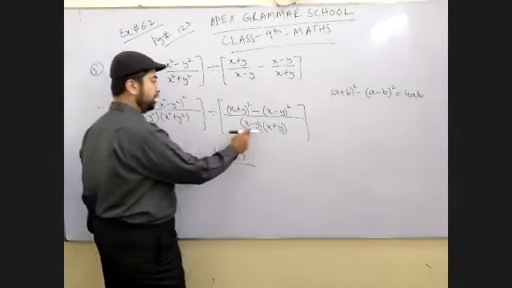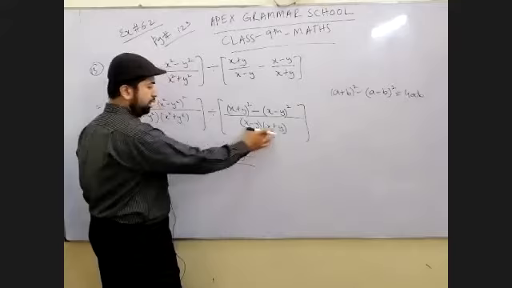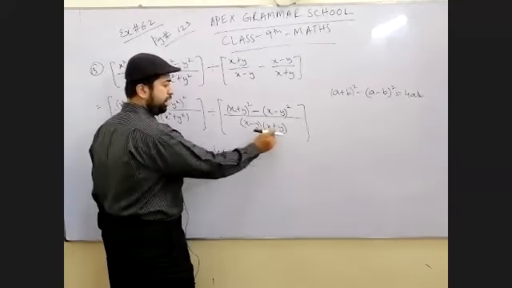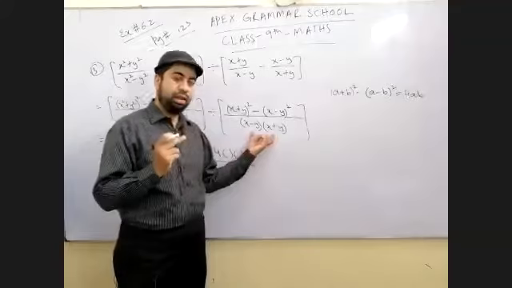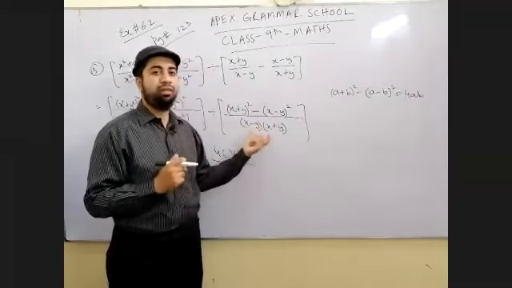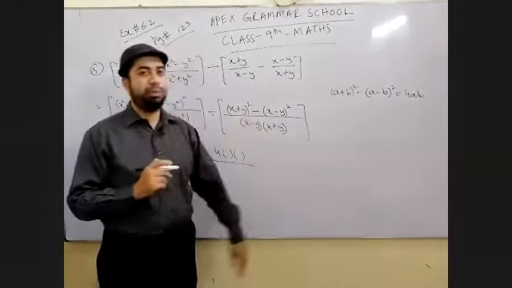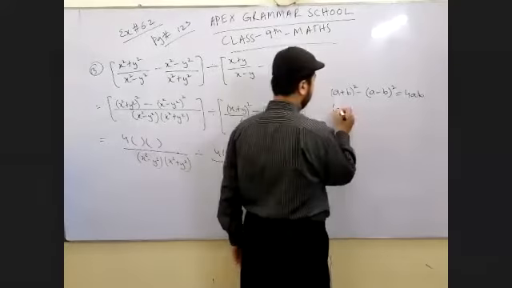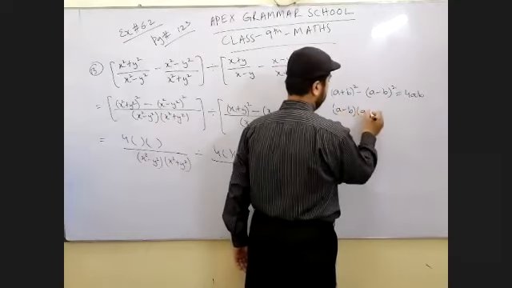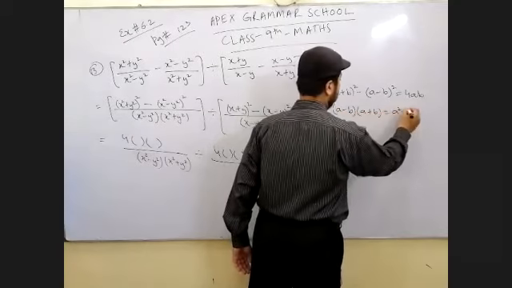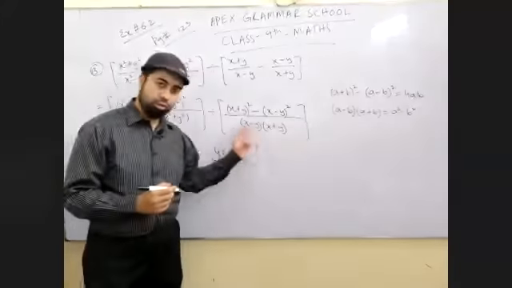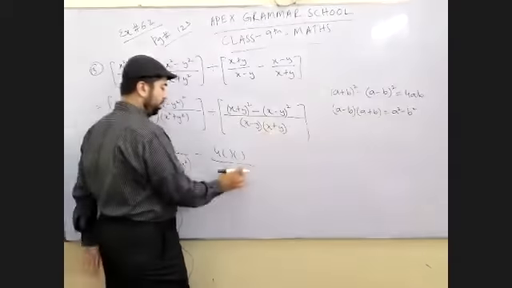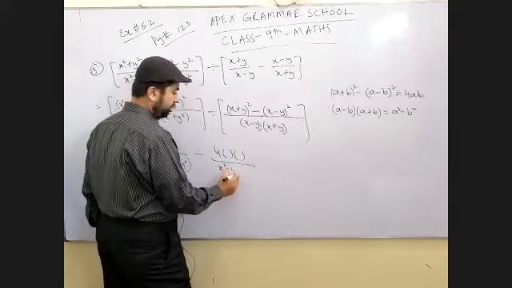Okay, this is x minus y and this is x plus y. This is a minus b into a plus b. Recall which formula this is; you have already done it in class 8. (a minus b) into (a plus b) is a square minus b square. You know about this formula. So apply it here, so the denominator can be x square minus y square.